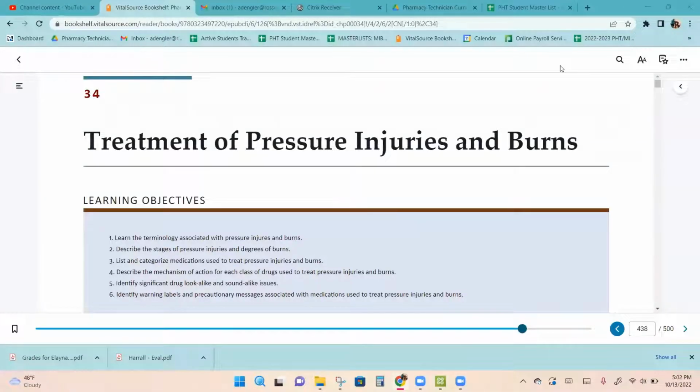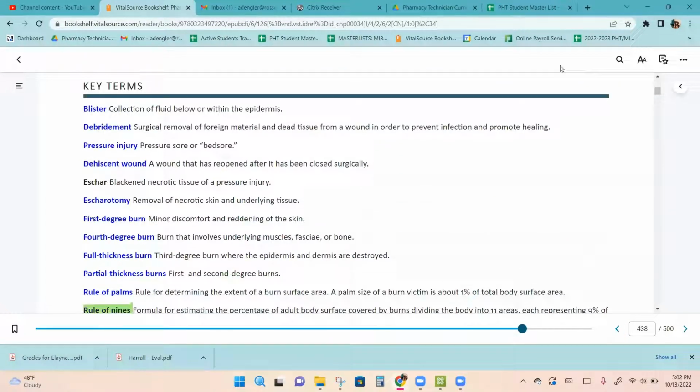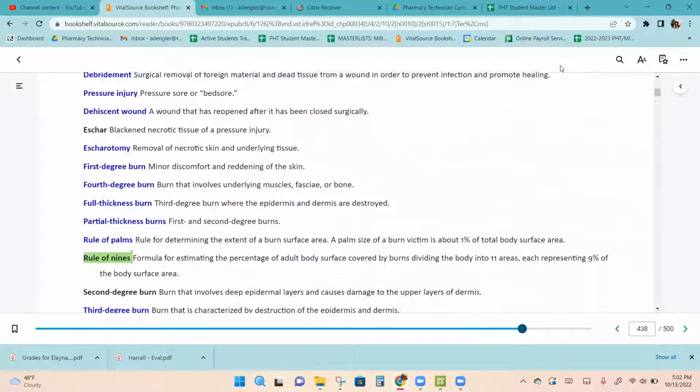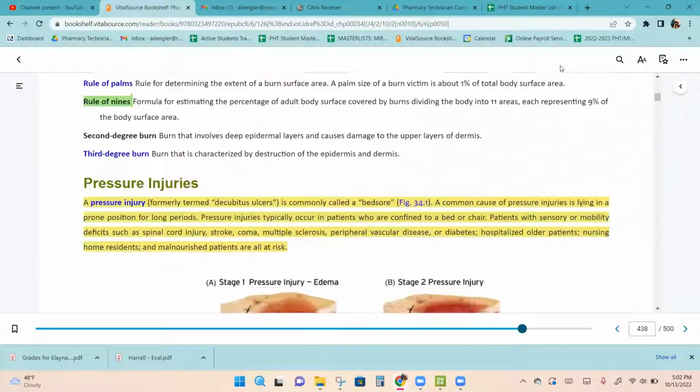Chapter 34, Treatment of Pressure Injuries and Burns. We'll skip past the key terms for now.